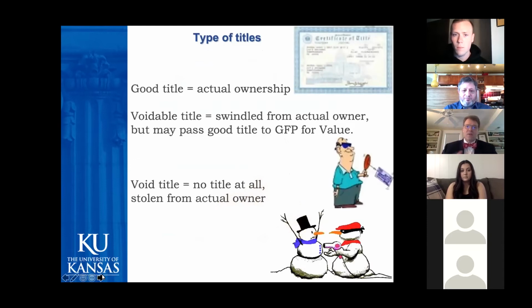Okay, and as we're zooming into our particular case, just a little bit of vocabulary. We're going to look at 3 different terms about this idea of title when we're trying to learn how to steal stuff legally.